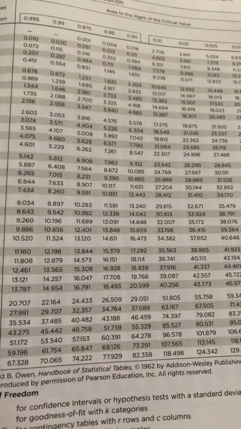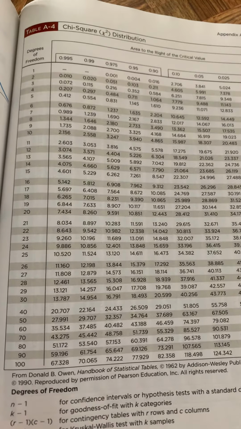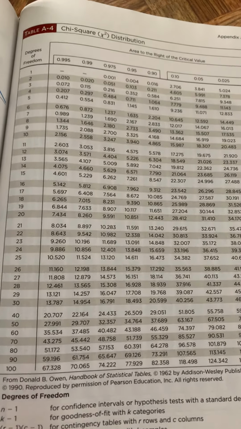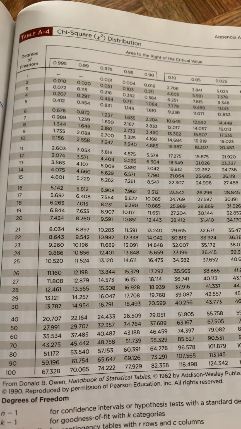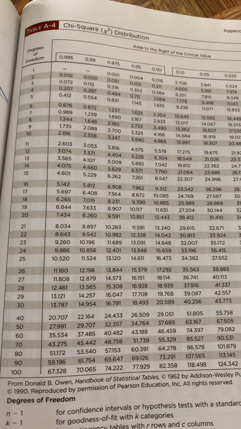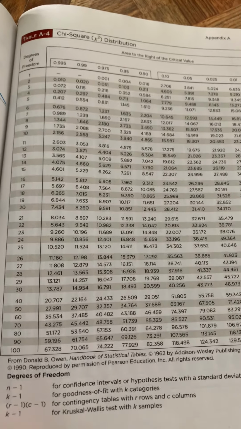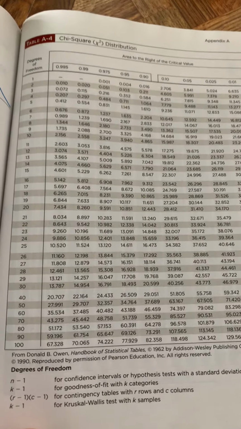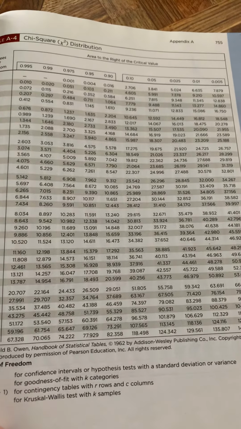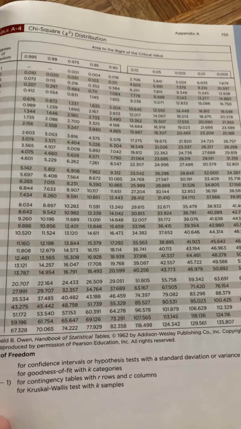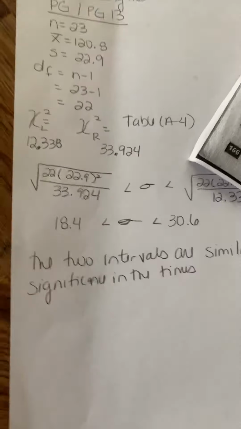So I go to this table back here. I go down to 22, and over it says 95%, so I go over to the 0.95. So 22 and 0.95, that's where I got the 12.338. Then I do the same thing for the left: I go down to 22 and go over to the left one at 0.05. And that's where I got the 33.924. So that's how I use that table.